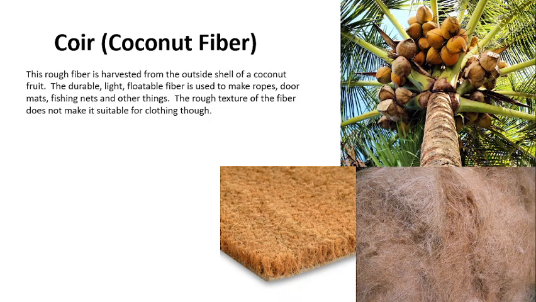This is a rough fiber, and it's harvested from the outside of a coconut shell. The durable, light, floatable fiber is used to make ropes, doormats, fishing nets, and other textile-y things. The rough texture of the fiber does not make it suitable for clothing, though. You're not going to find it in use for clothing. But here's the coconut. Here's a doormat made with the coconut fiber, and here's the raw fiber itself.